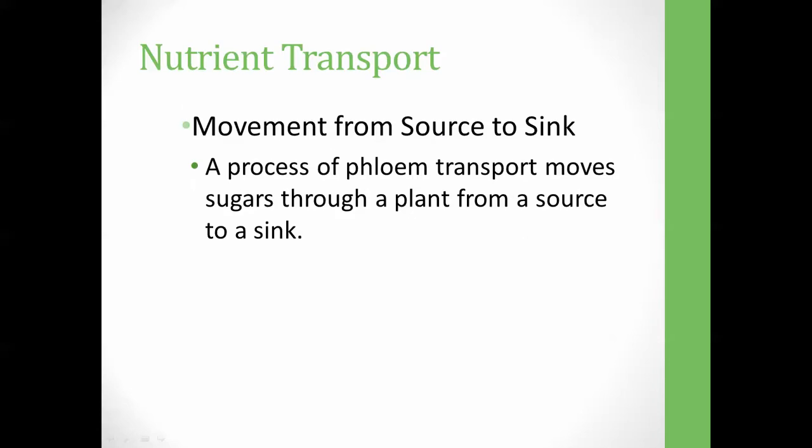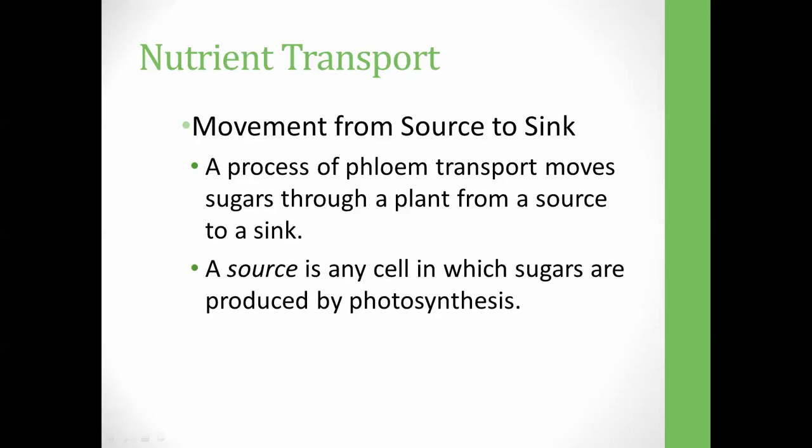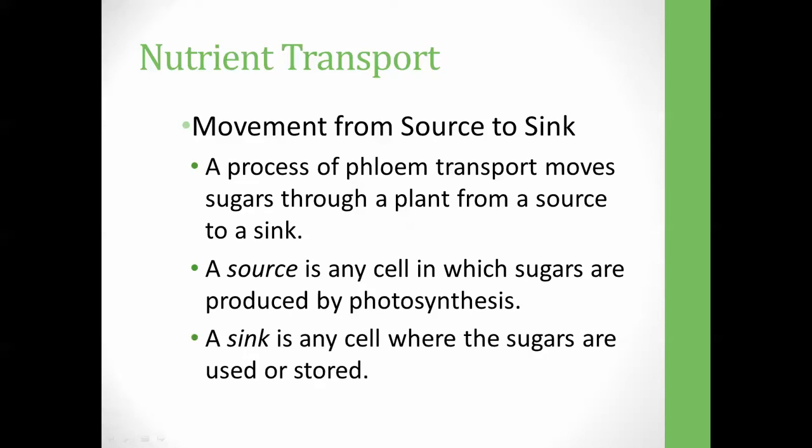And so this is described as a movement from source to sink, and we're going to describe what these words mean in terms of a plant, so they're just a little analogy here. A process of phloem transport moves sugars through a plant from a source to a sink. The source is any cell in which sugars are produced by photosynthesis. So that's self-explanatory. The source is the source of the food or the sugars produced by photosynthesis. And a sink is any cell where the sugars are used or stored. So these are just general terms. Source being a kind of producer and a sink being a storage area or an area where it would be used.